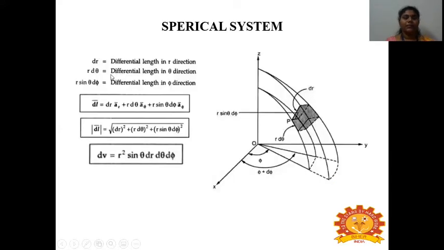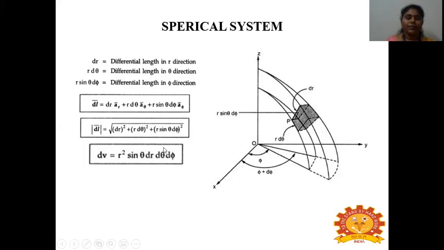The differential lengths are given by dr, the differential length in the r direction, and r d theta, the differential length in the theta direction, and r sin theta d phi, the differential length in the phi direction. So the differential length is given by dl = dr a_r vector plus r d theta a_theta vector plus r sin theta d phi a_phi vector. And next is the modulus of the dl vector. So the modulus is given as root of dr squared plus (r d theta) squared plus (r sin theta d phi) squared.